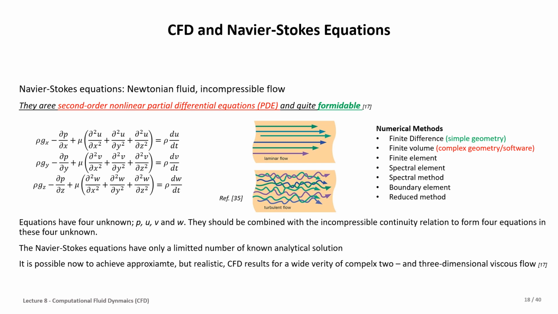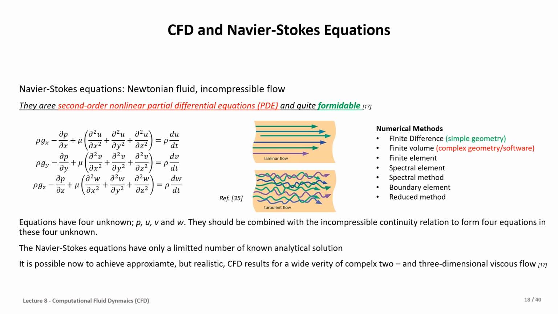And you can see the presentation of the Navier-Stokes equation in this slide. To solve this equation, note that it has four unknowns: pressure and velocity in three components. They should be combined with the incompressible continuity relation to form four equations in these four unknowns to be able to solve. And this is one of the closure problems that we have in turbulent flow. The Navier-Stokes equation has only a limited number of known analytical solutions. That means mostly we solve this equation computationally or numerically.